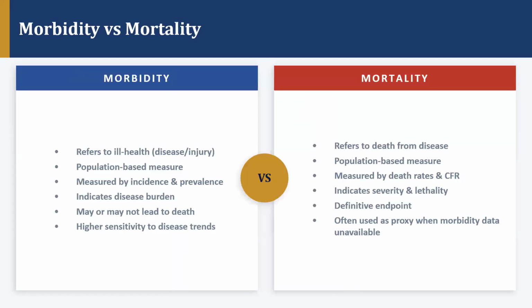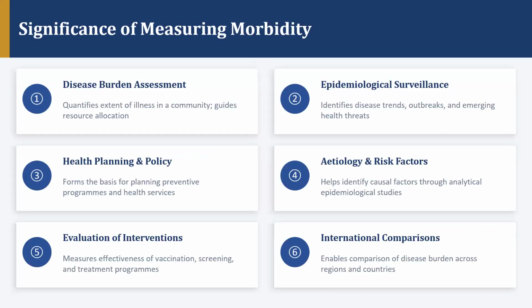So, what is morbidity and mortality? Morbidity refers to ill health. Population-based measure, measured by incidence and prevalence, indicates disease burden, may or may not lead to death. High sensitivity to disease trend. Whereas mortality refers to death from disease. Population-based measure, measured by death rate and case fatality rate, indicates severity and lethality. Definitive endpoint, often used as a proxy when morbidity data is unavailable.